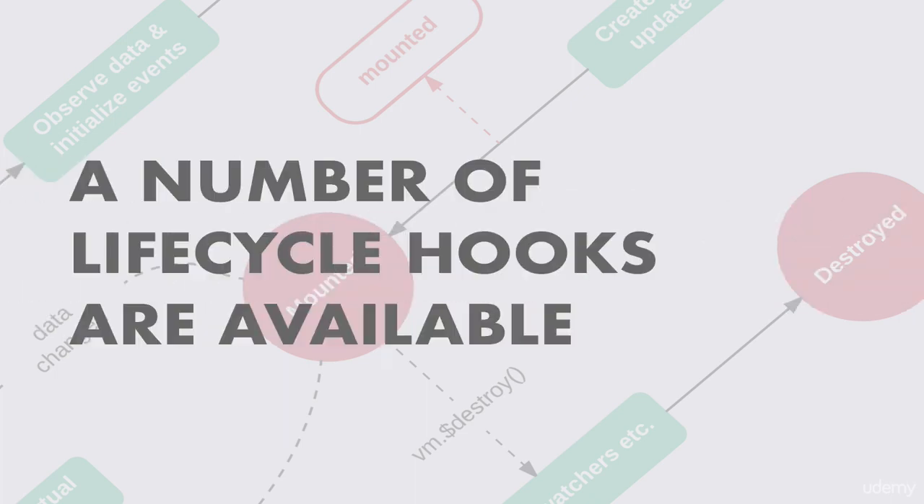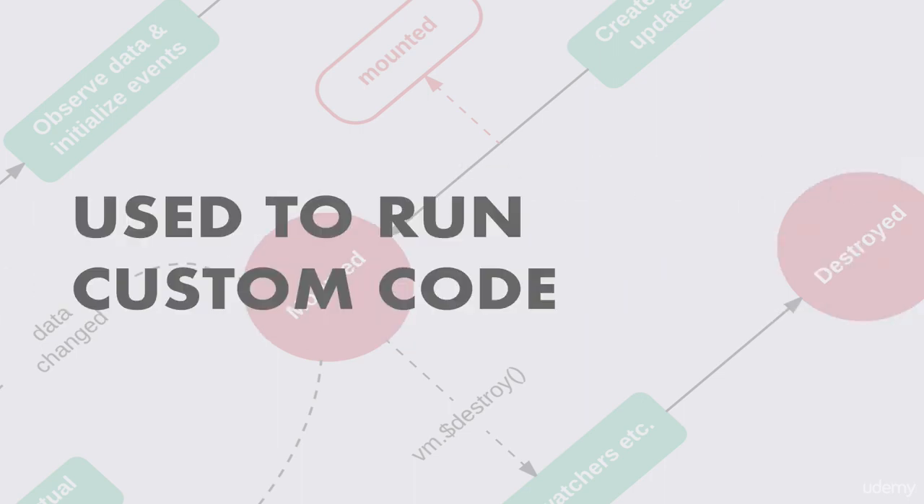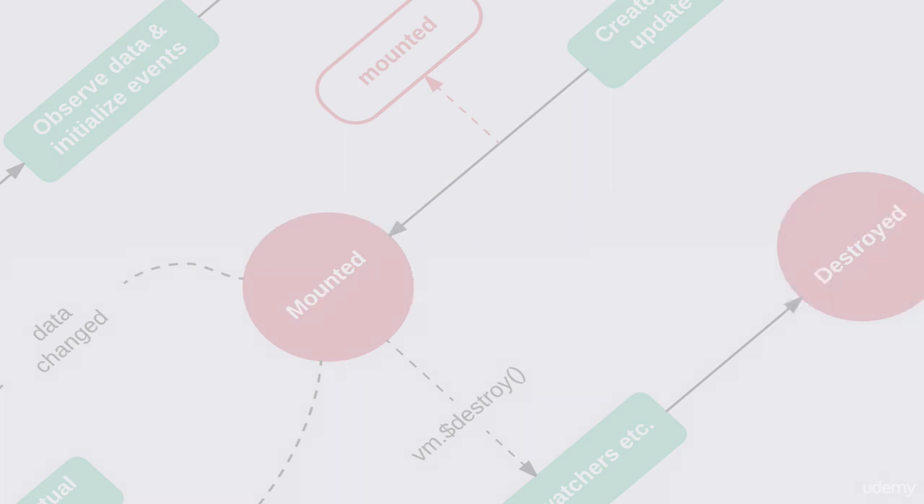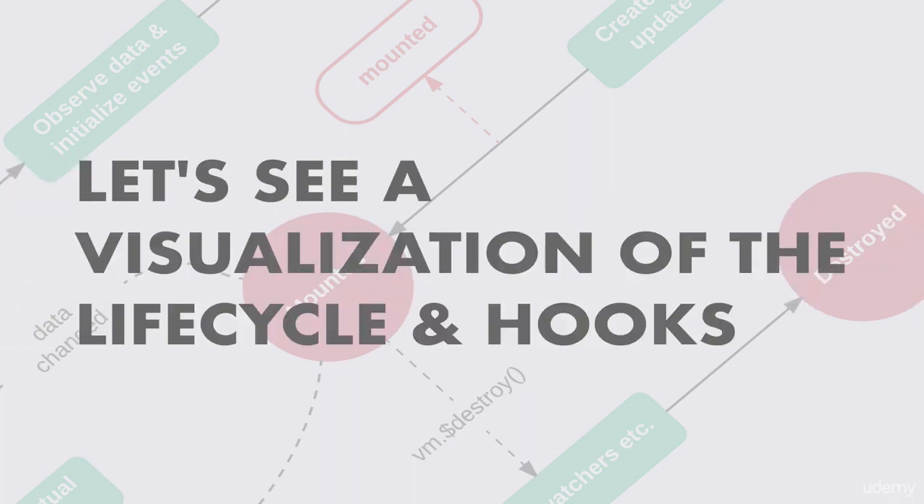In between some of these steps, there are a set of hooks available to us, allowing us to run arbitrary code at certain steps of the Vue instance's lifecycle. Without further ado, let's take a look at the Vue instance lifecycle, as well as the lifecycle hooks that are available to us. For this, I have created a diagram for you, because it's always easier to understand if you see a visual representation of it.